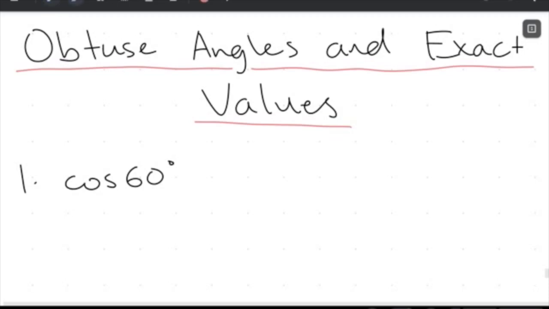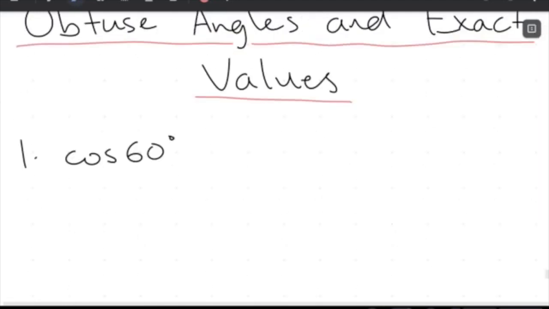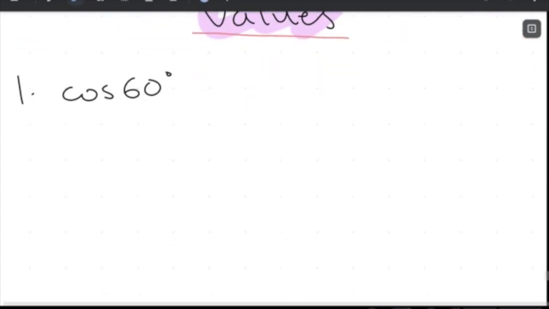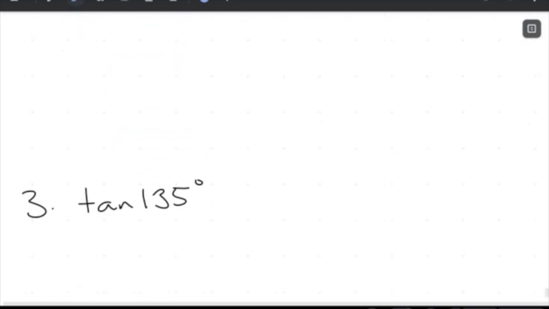We are looking today at doing some exact values questions. We're going to be working through just 3 questions in this video. What we're going to be doing is putting together the 2 ideas we learnt in this series, which is exact values as well as obtuse angles. So you can see for some of these questions, I've included a couple of obtuse angles.